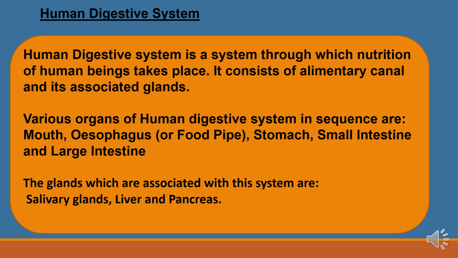Now, the human digestive system consists of two parts. One is the alimentary canal. The alimentary canal is the tube-like structure which starts from the mouth and ends at the large intestine. So the alimentary canal consists of mouth, esophagus, or we can say food pipe, then stomach, then small intestine and large intestine. This we will discuss in detail. And then the associated glands with the human digestive system are salivary gland, liver and pancreas.